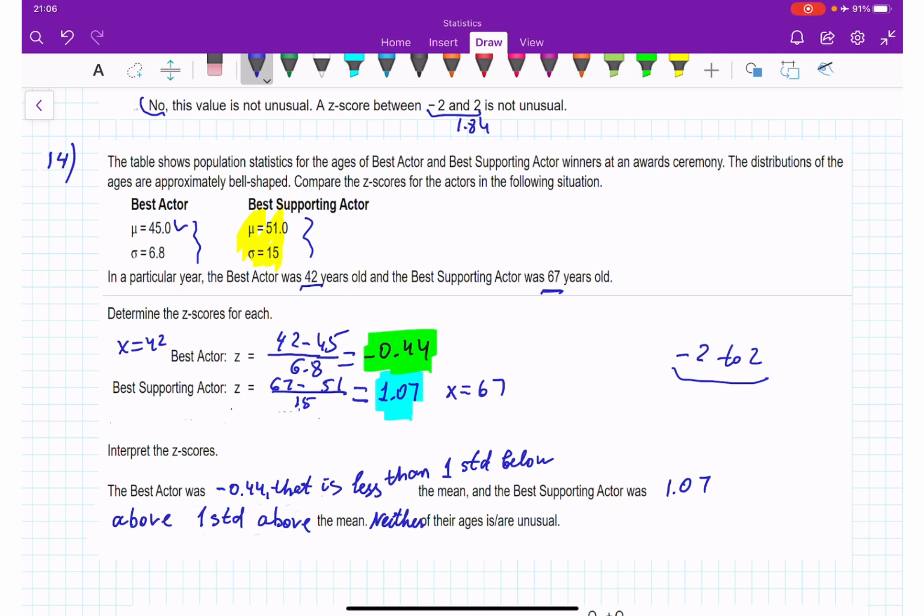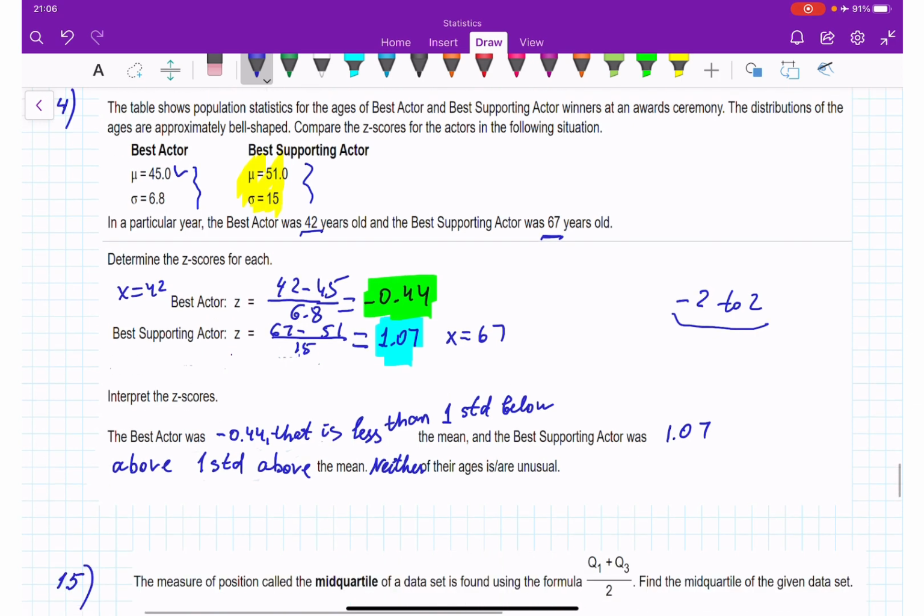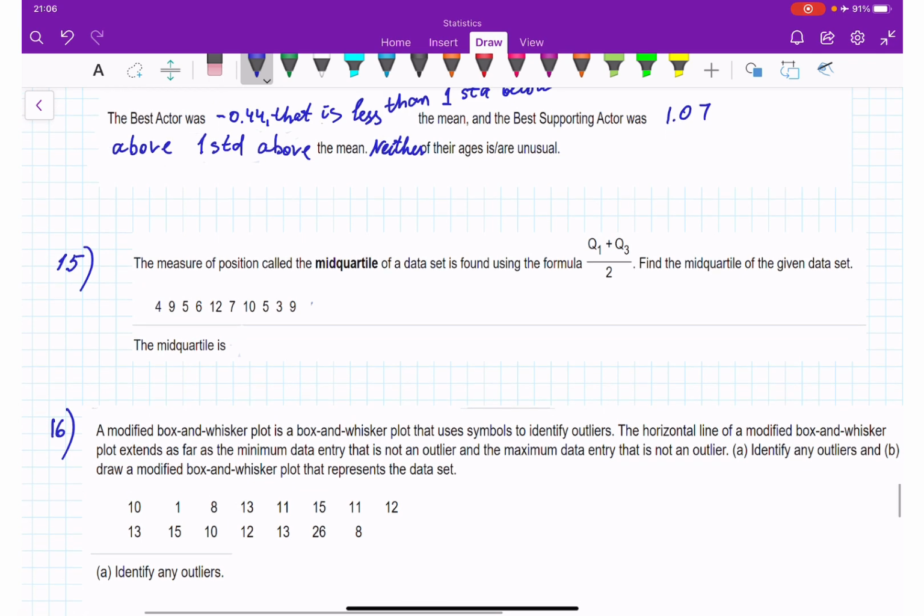All right. Question number 15. The measure of position called the mid-quartile of a data set is found using the formula (Q1 + Q3) / 2. Find the mid-quartile of the given data set.